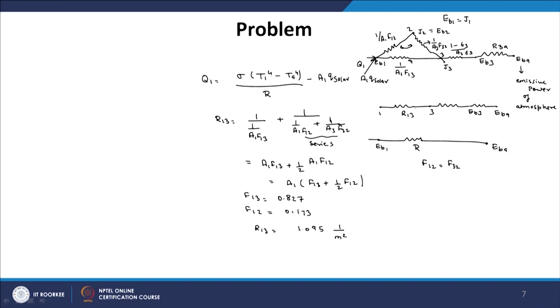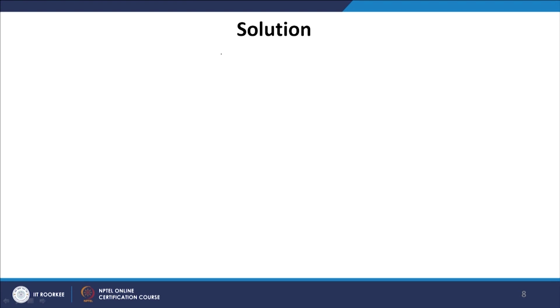The resistance R3A is a little complicated. So, first of all let us find out R3A. Now, this point we will understand in a different lecture. Basically, here we have combined radiative and convective heat transfer, and the resistance R3A includes the effect of radiation as well as convection. So, it is important that we write an energy balance and try to find out this resistance.